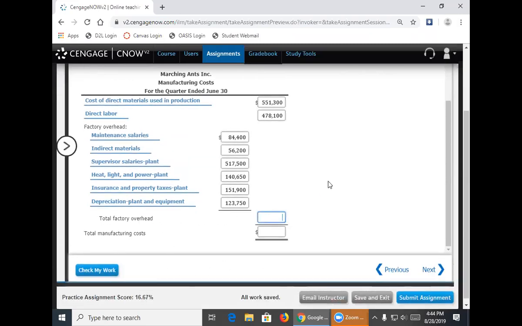So then we get total factory overhead. Did anyone happen to add that one up? 1,074,400. Very good. So 1,074,400 in total factory overhead. And then we would just add up materials, labor, and overhead to get our total manufacturing costs. And what is that? 2,103,800. Perfect. So those are our total manufacturing or total product costs.